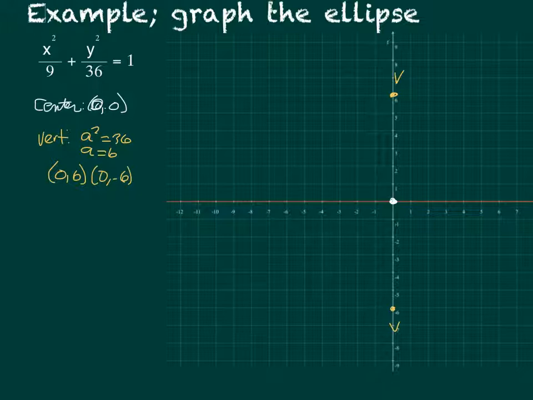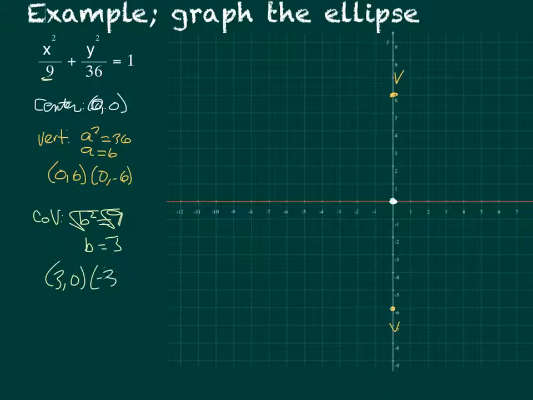And lastly, we need to graph our co-vertices. Our co-vertices are changing my x. So that's going to deal with the 9. B squared equals 9. And then we take a square root of that. So B equals 3, which means that my x is changing by 3. 3, 0, or negative 3, 0. So if I graph those, 3, 0, and negative 3, 0.